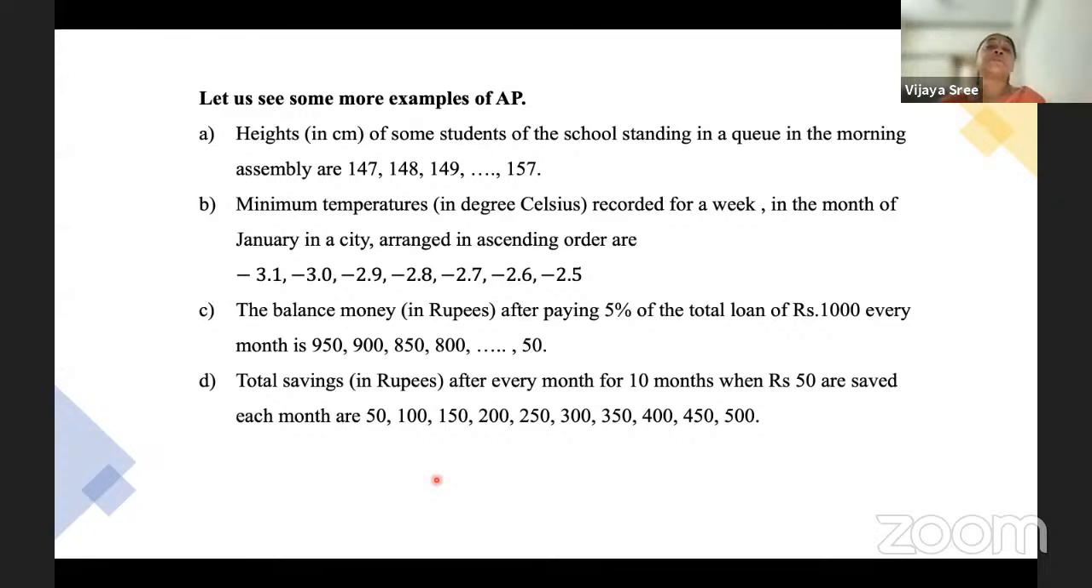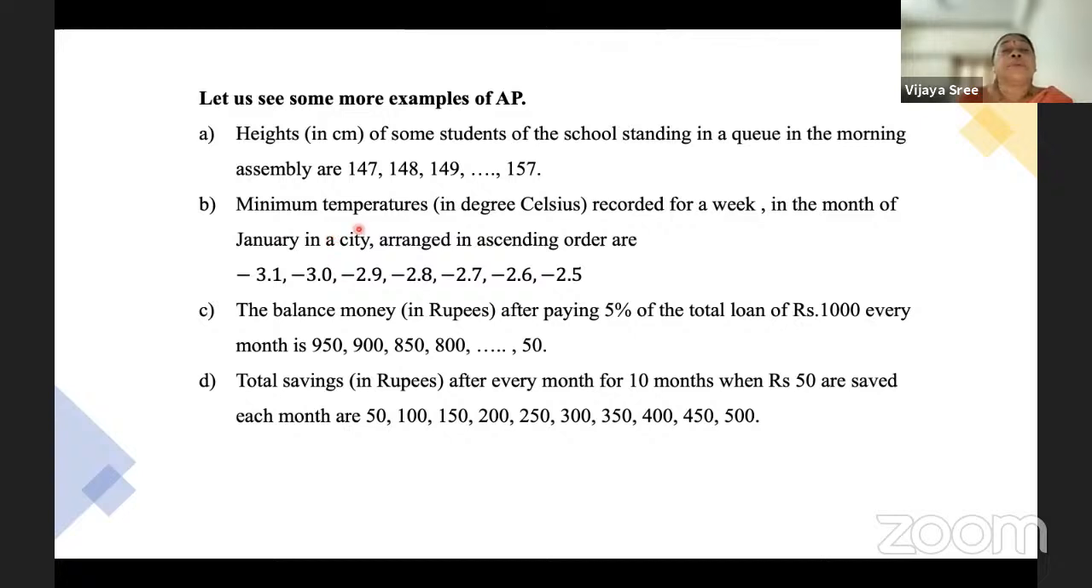Let us see some more examples of an arithmetic progression. Heights of some students of the school standing in a queue in the morning assembly are 147 centimeters, 148 centimeters, 149, and so on, up to 157. Here, the height is increasing by 1, 1, 1, 1, like this. So this is an arithmetic progression.